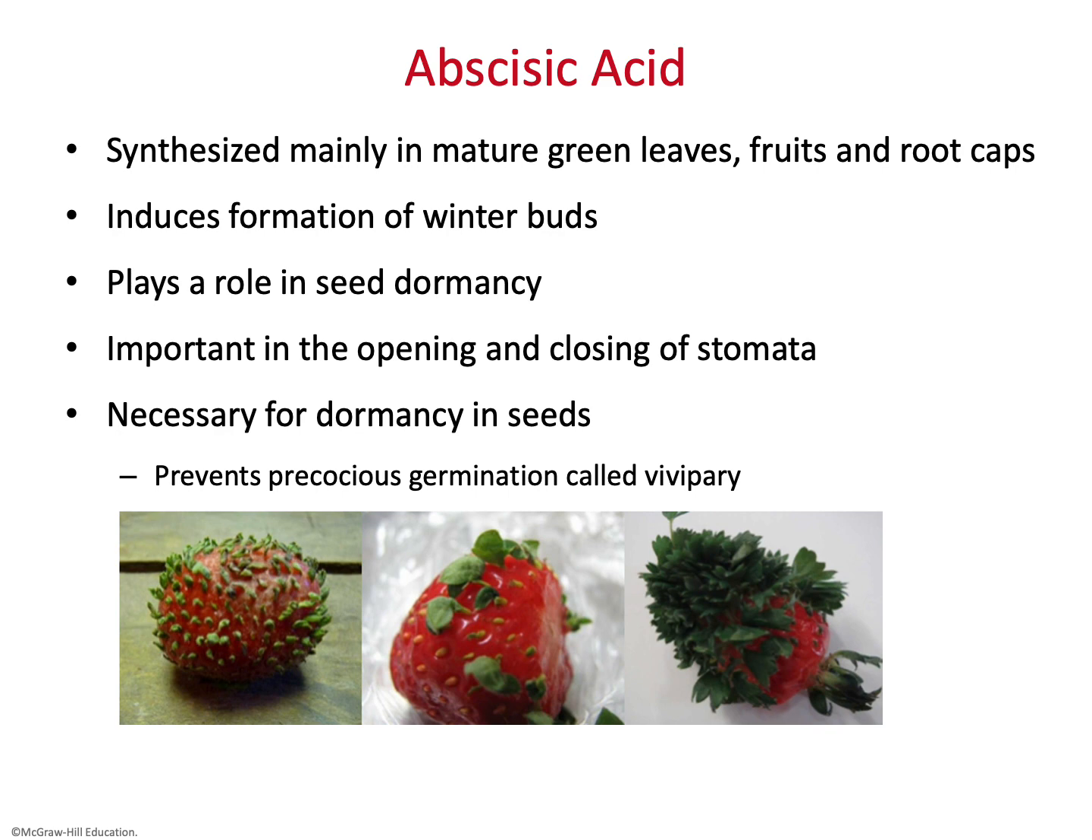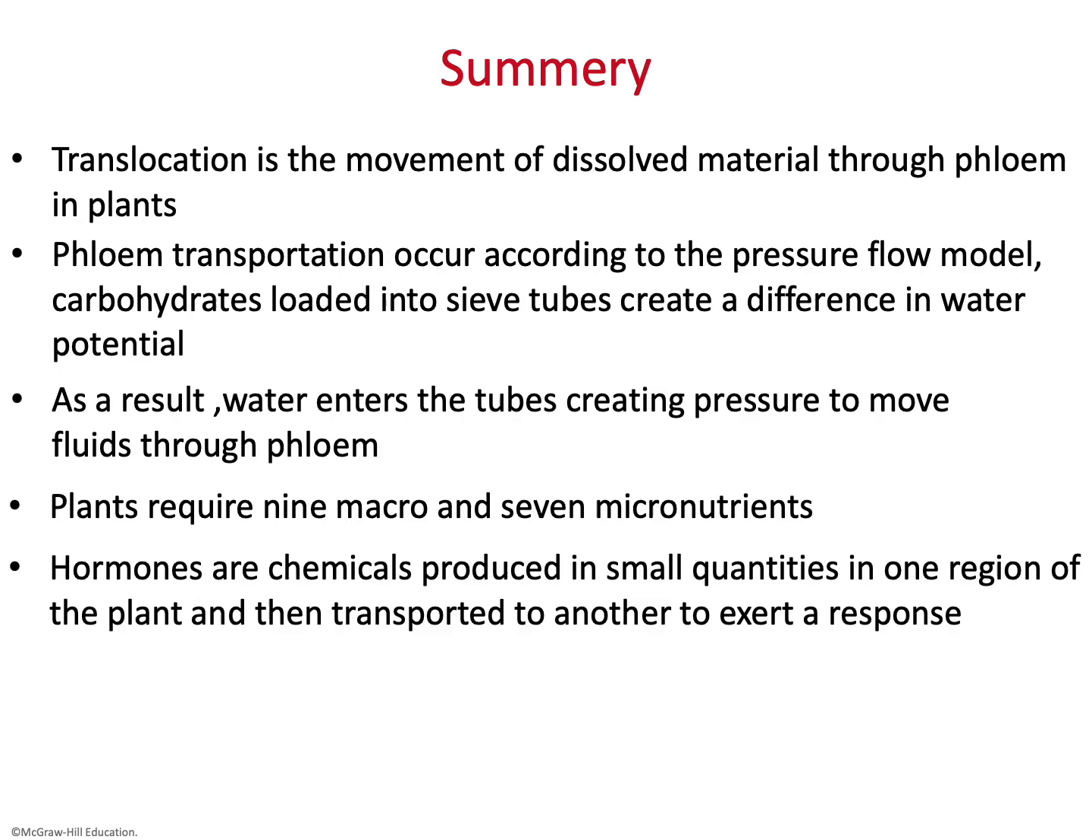Another important fact about abscisic acid is that it is actually involved in controlling the opening and closing of the stomata. We did talk about it earlier. Also, it is very important to induce dormancy and prevent premature germination called vivipary. So vivipary happens in strawberry, you can see in this picture. So abscisic acid is very important to prevent this premature germination.